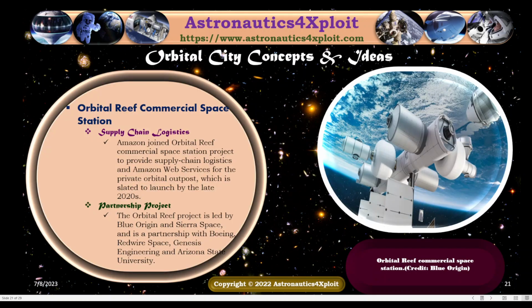Orbital Reef Commercial Space Station is another concept. Amazon joined the Orbital Reef Commercial Space Station project to provide supply chain logistics and Amazon Web Services for the private orbital outpost, which is slated to launch by the late 2020s. The Orbital Reef project is led by Blue Origin and Sierra Space and is a partnership with Boeing, Redwire Space, Genesis Engineering, and Arizona State University. Orbital Reef Commercial Space Station is shown in this picture.